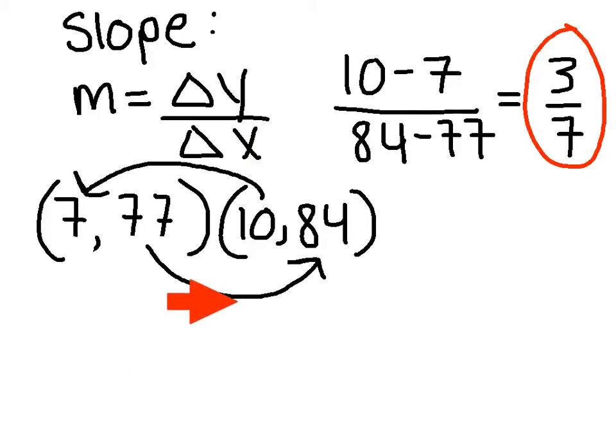To find slope, you would set them up in a fraction form with 10 minus 7 and 77 minus 84. And you get 3 over 7.